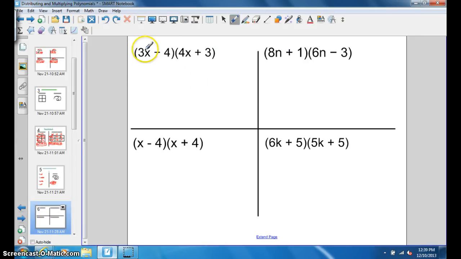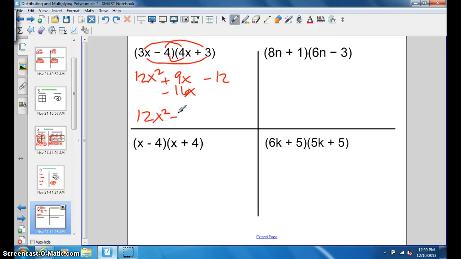So here I'm going to FOIL these. So I have first, which is 12x squared, outside, which is 9x, inside, which is negative 16x. I'm writing these on top of each other just because they're like terms, and we're going to have to collect like terms in the end. And our last term is negative 12. So 12x squared minus 7x minus 12. So all we've got to do is collect like terms right here.